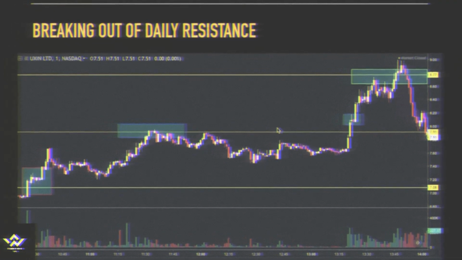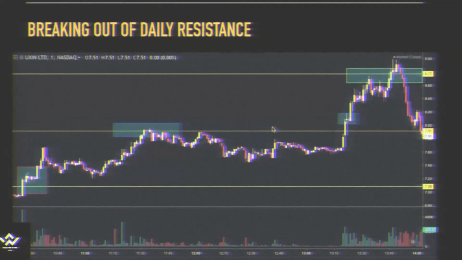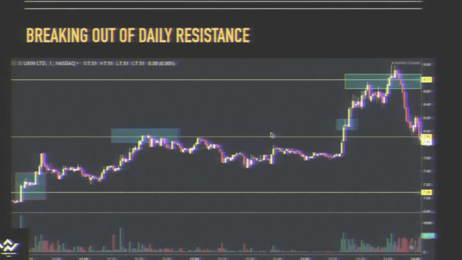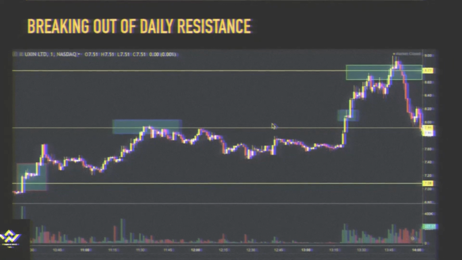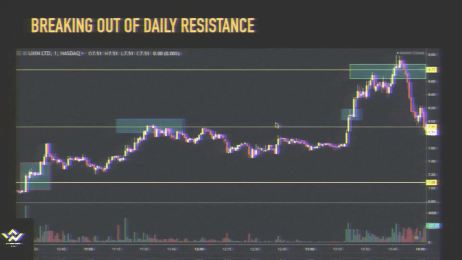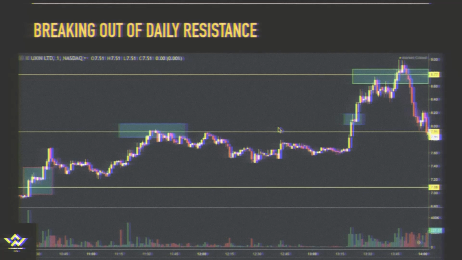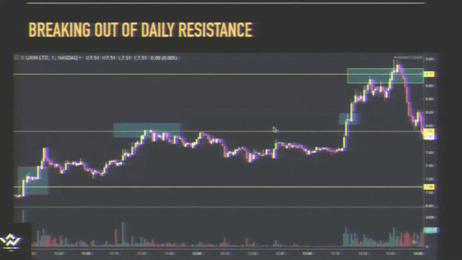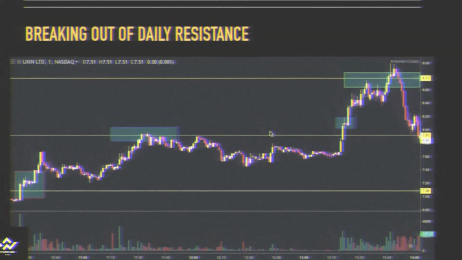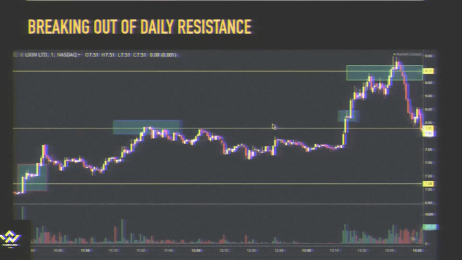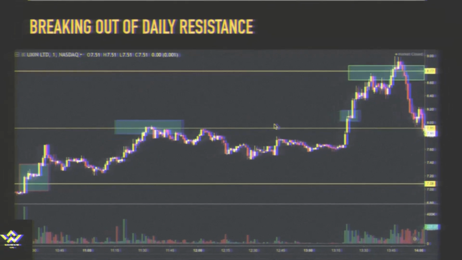You never want to buy a stock as soon as resistance breaks because oftentimes it will be a false breakout and the price will likely fall from that level. By doing so, you have to remember that you are buying at resistance, which is not where you want to be buying. You want to be buying at support. So we need to wait for resistance to turn into support before we buy.